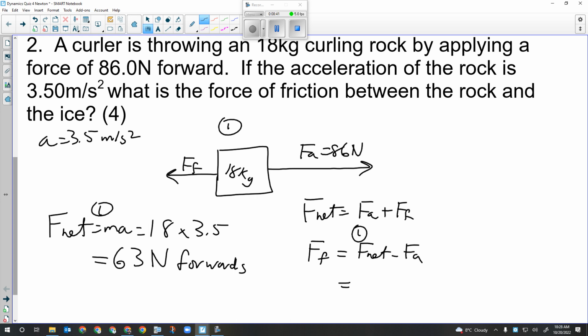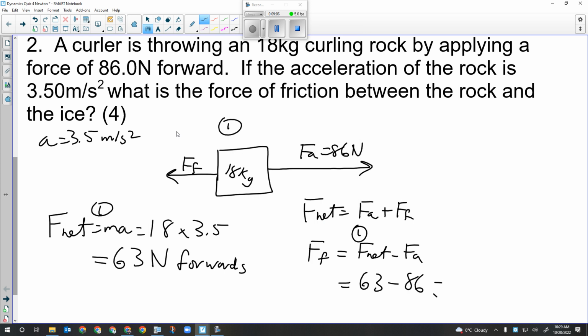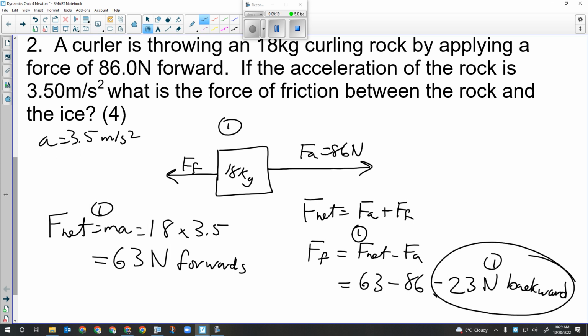So that's going to be 63 newtons minus 86 newtons, okay, because they're both forwards. So 63 minus 86, I can't believe I just put that in there. Okay, 23 newtons backwards, or I even accept negative because it didn't ever say forwards on here. Oh, it did say forward, so it has to be backwards. Okay, so 23 newtons backward. Good job. 4th and final mark there.